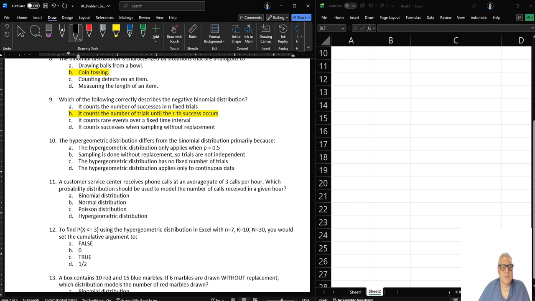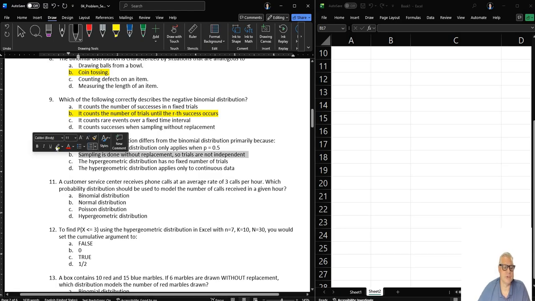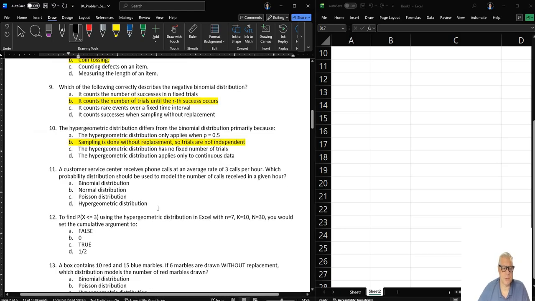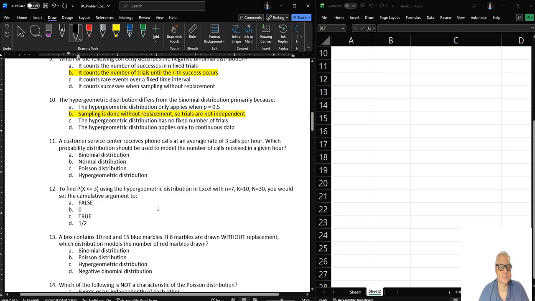Okay, now I misread something. The hypergeometric distribution differs from the binomial. Oh, okay. So in the sense that sampling is done without replacement, so trials are not independent. That's correct. Yeah, I was somewhere else with my mind. Okay.